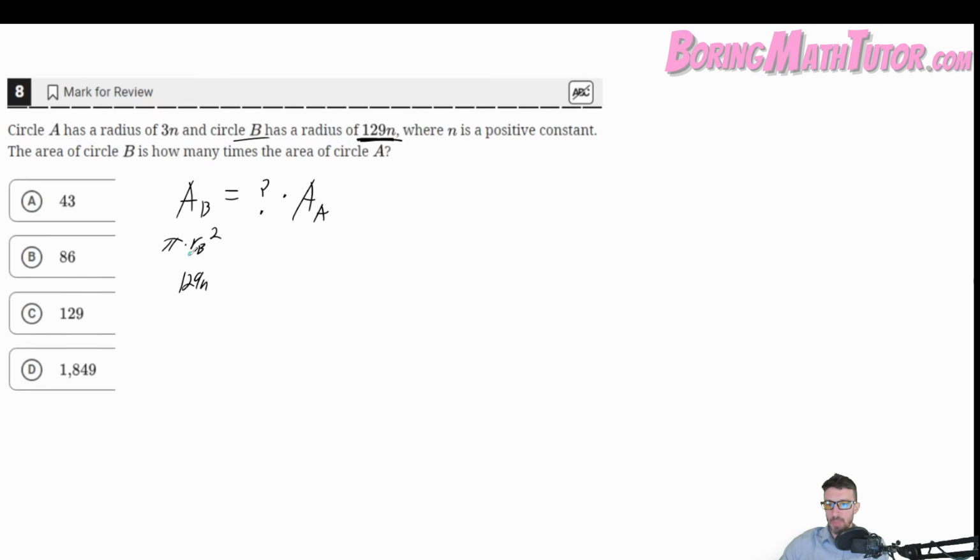So I'm just going to pop that in where I see the radius for B, but I got to put parentheses around it, because otherwise I'm not squaring the radius, I'm just squaring the n. So I wouldn't want that. I want to put parentheses, so I'm squaring the entire thing. And then on the other side, some question mark times pi times 3n squared.